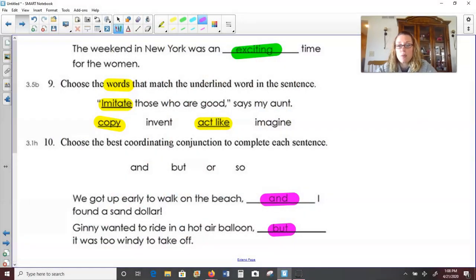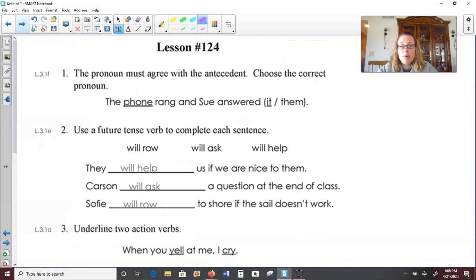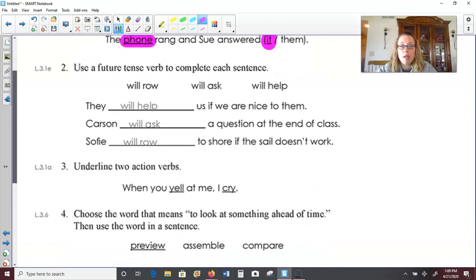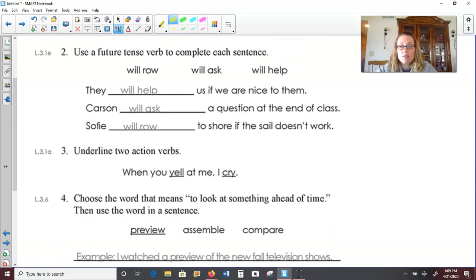Lesson 124. The pronoun must agree with the antecedent. Choose the correct pronoun. The phone rang and Sue answered. Well, if we're talking about the phone, what did she answer? Well, she answered it. Them is a plural pronoun, but we only have one phone. If it said the phones rang and Sue answered them, that would work. But in this sentence, the phone rang and Sue answered it. All right, use a future tense verb to complete each sentence.